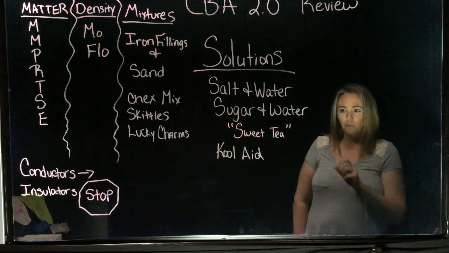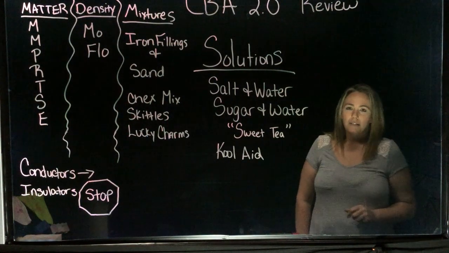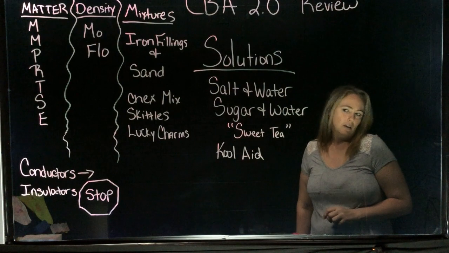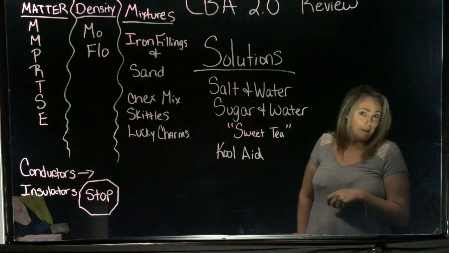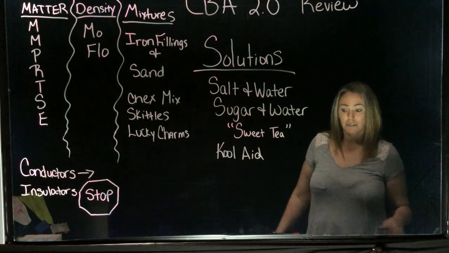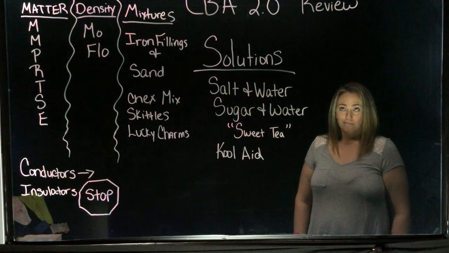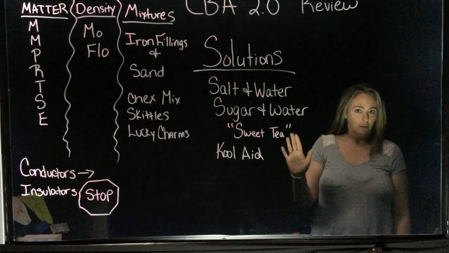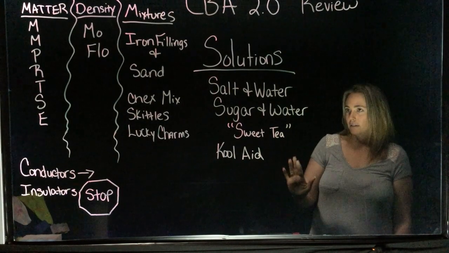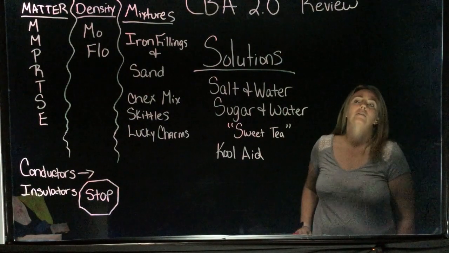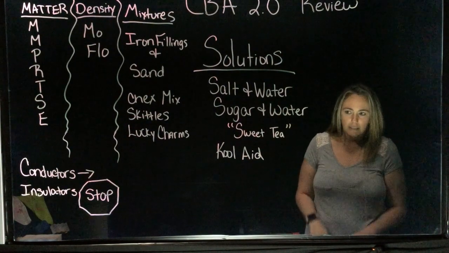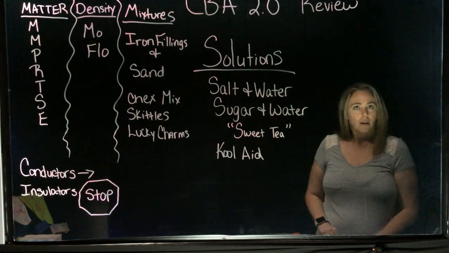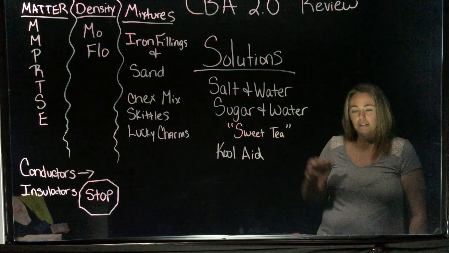All right, sugar and water, and I put sweet tea here. Sweet tea, yum, every person's favorite if they're from the South, right? You put sugar in water, it's gone. You can boil it, you can evaporate it, and you'll get some sugar left behind, but same thing as the salt, okay? It's a solution. And Kool-Aid. Everyone knows, you put a little powder mix in water and stir it up.